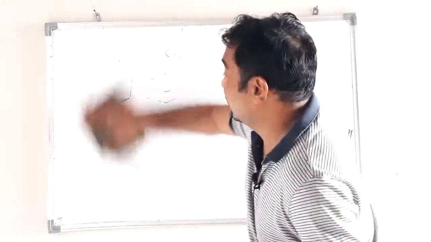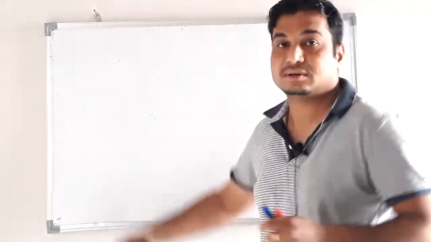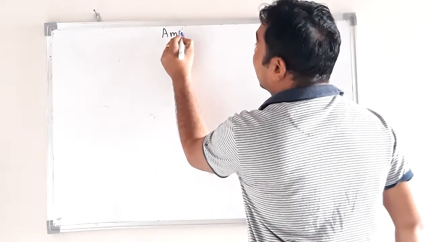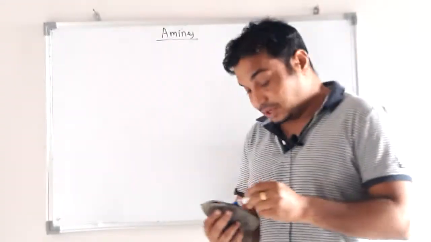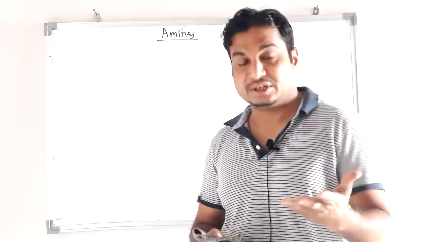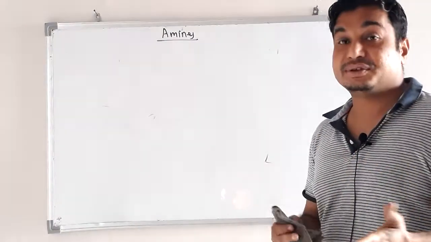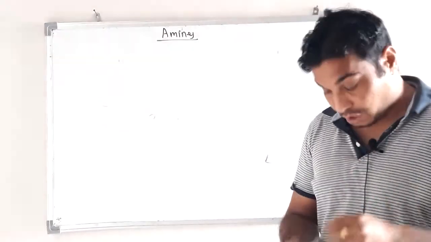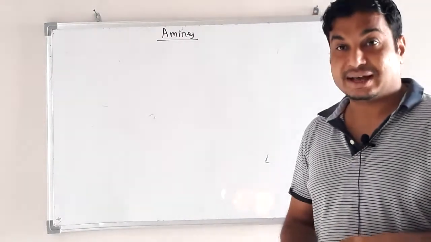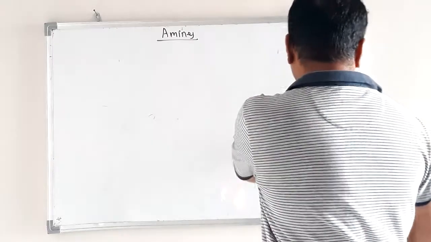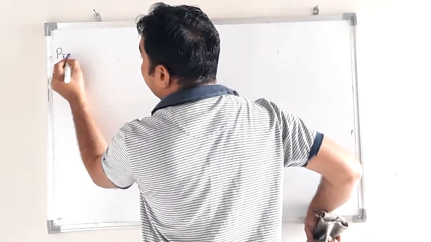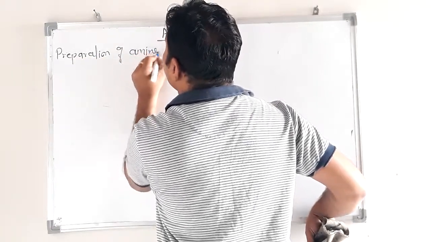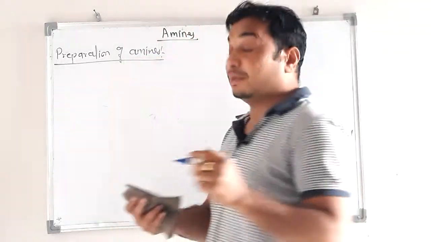Now in last class we have started a new chapter, amines. From this chapter we have finished the definition part, basic idea about amines, what are amines, their definition, then common nomenclature, and then classification and IUPAC nomenclature. Now in this class I am going to discuss with you preparation of amines. There are various methods to prepare amines.